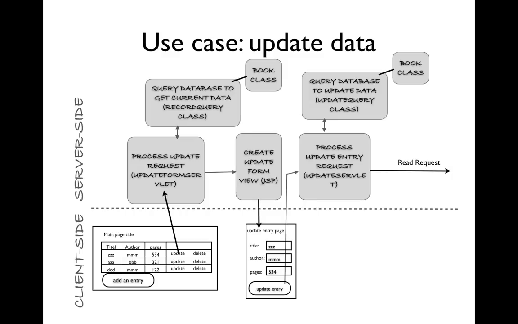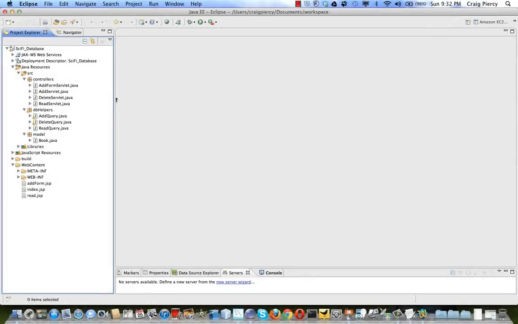Back on the client side, the client will see the update entry page, will make their changes, and click on the update entry button. We'll then have an update servlet to receive this request. It will use an update query class, which will be designed to actually update the desired record. Once these are done, we'll move to the read request to once again show the main page with its database table.